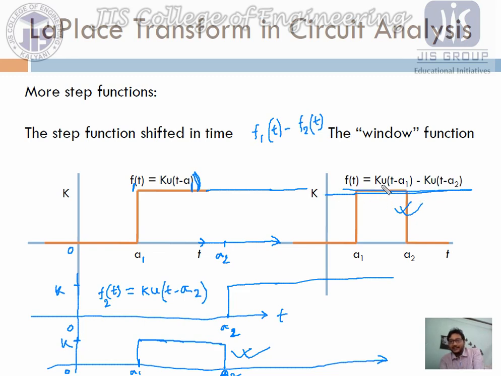Now look at the function f of t. It is written k u of t minus a1, this is the first function, minus k u of t minus a2, this is the second function, and we have done the subtraction operation and we get this function. So till now we can design any type of function, as per our choice and requirement. The logic is just this.